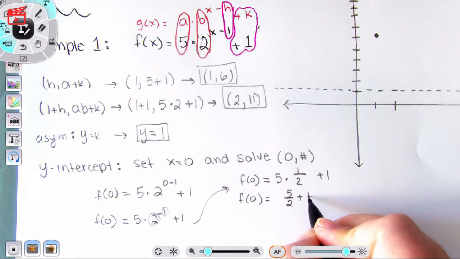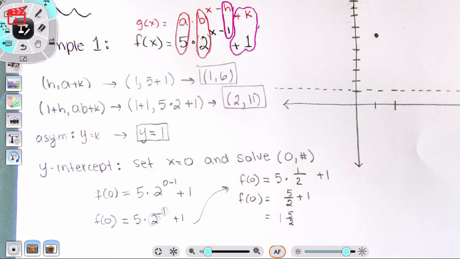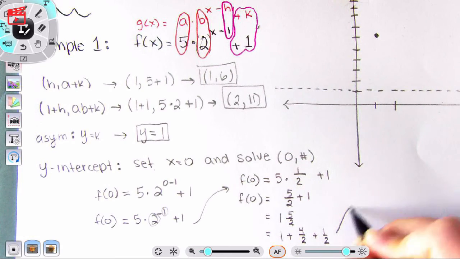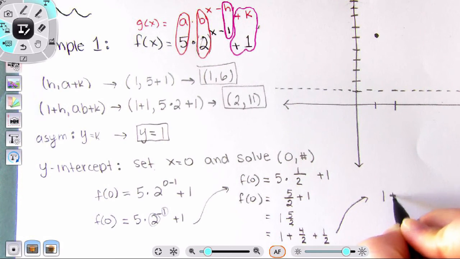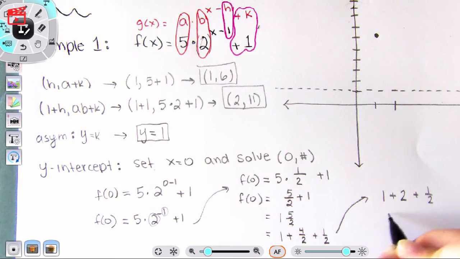So you can just do 1 and 5 halves, but we know 5 halves is more than 1 whole. So I have 1 and 4 halves and 1 half. So then that means I have 1 plus 2 plus 1 half, which means I have 3 and 1 half. So at 3 and 1 half, that's where it's going to cross the y-axis.